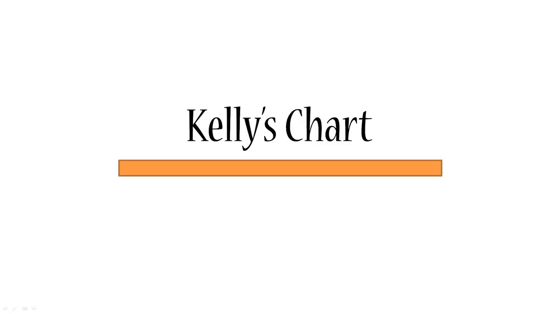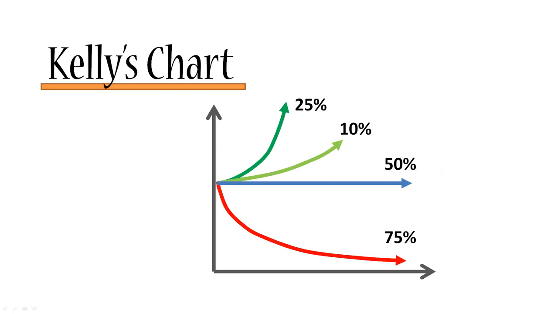In the previous tutorial we talked about the Kelly's formula, and today we're going to talk about Kelly's chart. So remember how we had four different types of outcomes: the optimal one, which was 25%, suboptimal one 10%, break-even outcome 50%, and the ruin outcome at 75%.